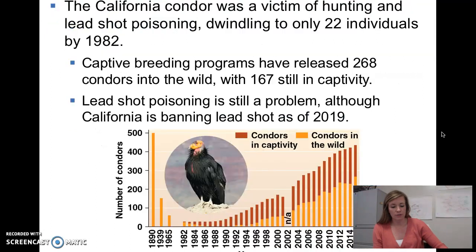California condors are a success story. By 1982, there were only 22 California condors left. They were being killed because they were being shot down, and they are scavengers, so they eat dead animals. Any dead animals that were shot with a lead bullet gave the condors lead poisoning when they ate them. Since then, captive breeding programs have released 268 condors into the wild, and there are 167 still in captivity. The problem is that the reasons they were dying still exist, so we need to work on banning lead shot, and it's happening in California as of this year.